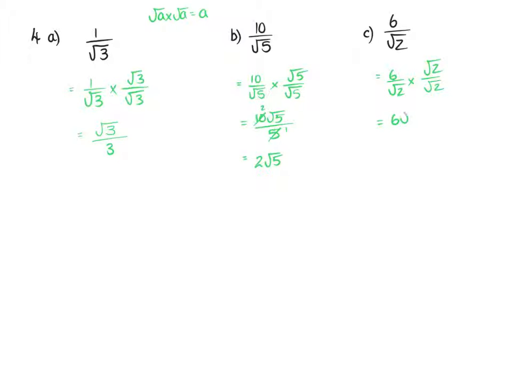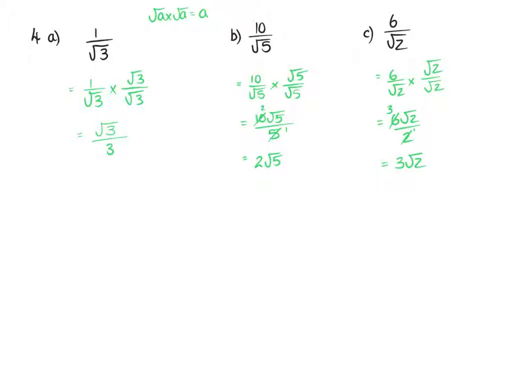So we're going to get 6 root 2 over 2, because root 2 times root 2 is just 2. And then again we can cancel down because we've got a 6 and a 2. 6 divided by 2, that's a 3, and the bottom goes a 1. So we just end up with 3 root 2.